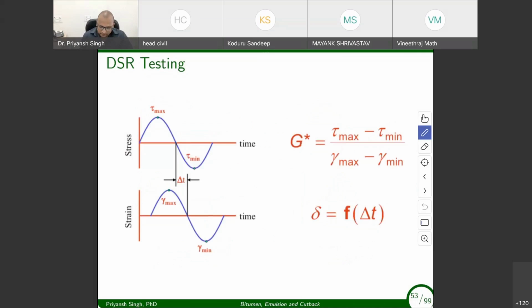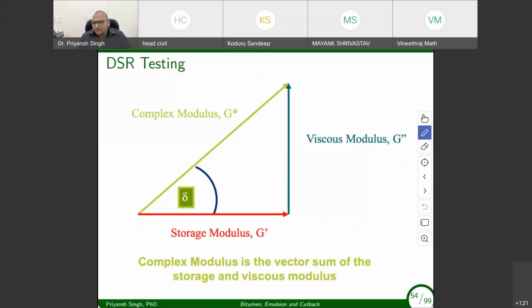Based on this, we can define the parameter complex modulus. If you have applied a stress, the difference between the maximum and minimum stress divided by the maximum and minimum strain will give you the complex modulus. And the amount of lag between these two curves will give you the phase angle. Now, the complex modulus, because it is a complex value, will have two different components: one real and one imaginary part, that essentially represent the storage and viscous component of the asphalt binder.